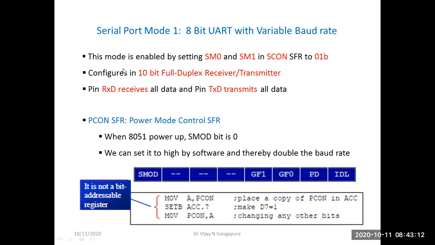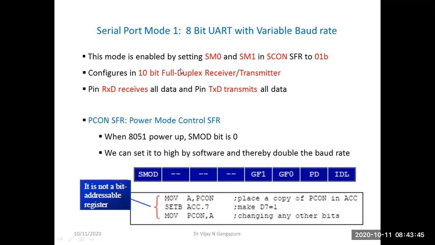This mode can be enabled by setting the bits SM0 and SM1 of the SCON SFR, that is the serial control SFR. There are two bits, SM0 and SM1. We have to make these bits 01. That means we are configuring the serial port of 8051 in mode 1. If we do this, it will configure the serial port as a 10-bit full duplex receiver transmitter.